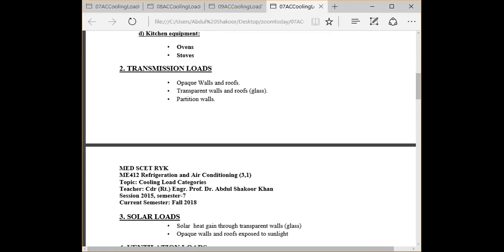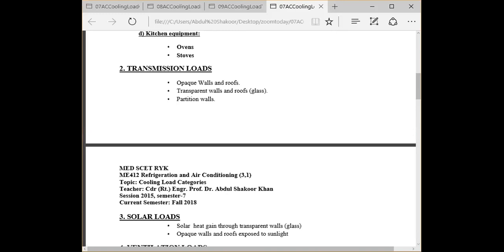Transmission means heat transfer due to temperature difference. If you have a wall, a partition, or a roof with construction material, the inside temperature is different from the outside temperature. Outside temperature is hotter than inside temperature in summer cooling. So what happens? Heat transfers from the outside surface to the inside surface.